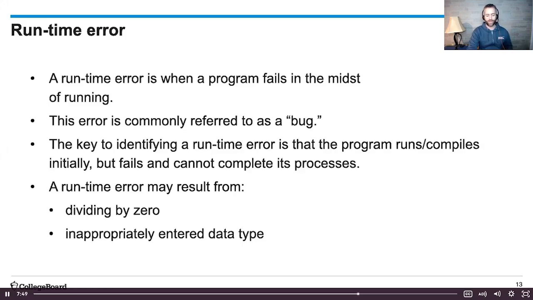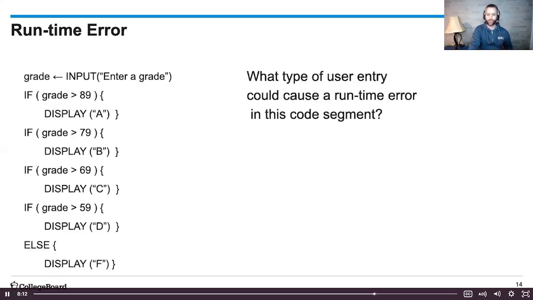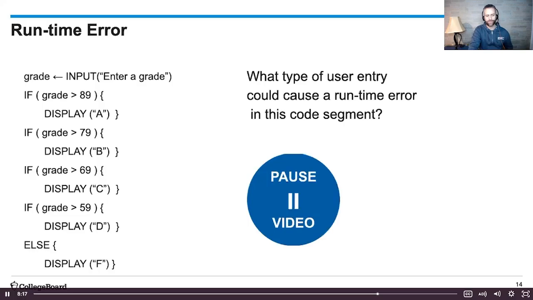Sometimes if a user enters a number when they should be entering a word, right, that is going to be an inappropriate entered data type. Many other advanced possibilities. There are a lot of different runtime errors that different programs could have. All right, so let's take a look at this algorithm once again. What type of user entry could cause a runtime error in this code segment? So pause the video and see if you can think about what user entry would cause a runtime error.